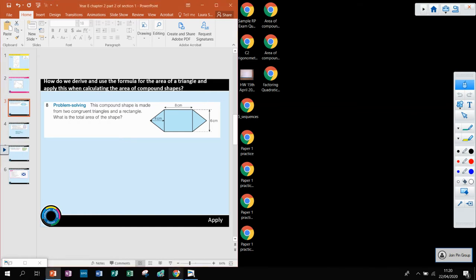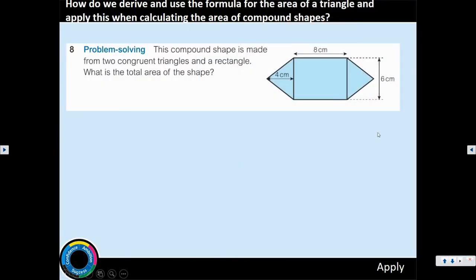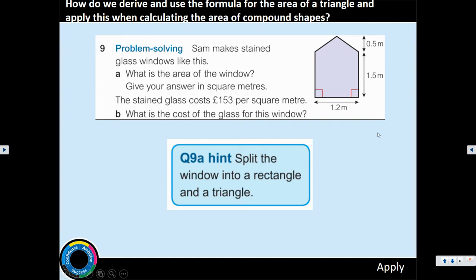You're now going to try the next question, please, which is question 9. So can you pause your video? Please look at the hint. It will help you with it. Okay. And make sure that you answer part A and part B in this problem. Right. Pause your video now.